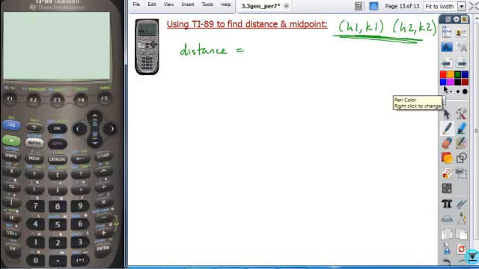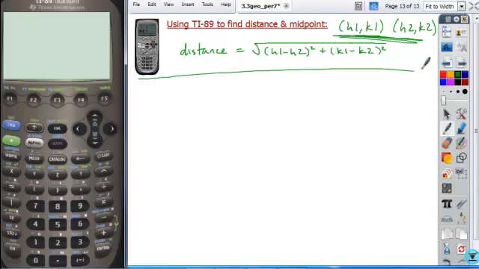And so when we figure out our distance formula, the distance is equal to the square root of the difference of our x's squared plus the difference of our y's squared. So if we take the difference of our x's, h1 minus h2, quantity squared, and we add that to the difference of our y values, k1 minus k2, quantity squared, put that all inside of a square root, that is our distance formula. Okay, so we are going to use this here when we set up the actual calculation.